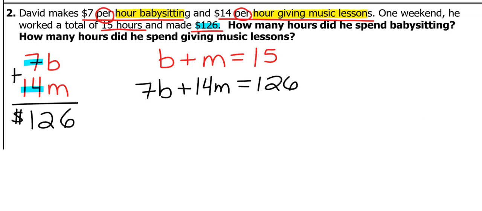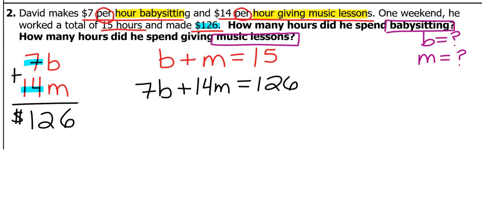This is a system of equations. The question is, how many hours did he spend babysitting? In other words, what is B equal to? And then how many hours did he spend giving music lessons? In other words, what is M equal to? So they're asking you for B and they're asking you for M. In order to do it, you have to use the system of equations. Now, let's pick one method to use. The method that I'm going to use here is substitution.